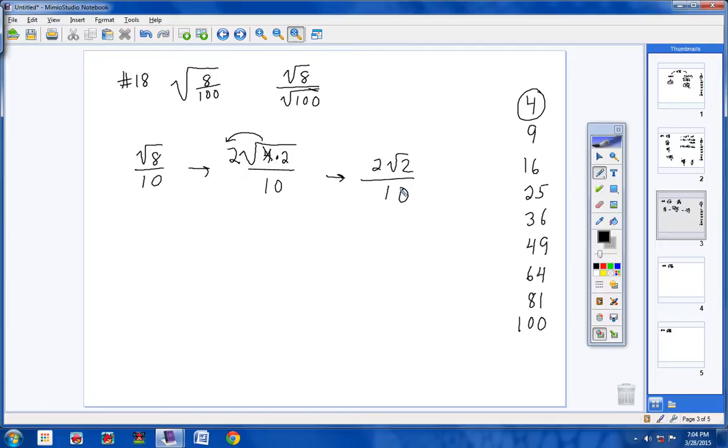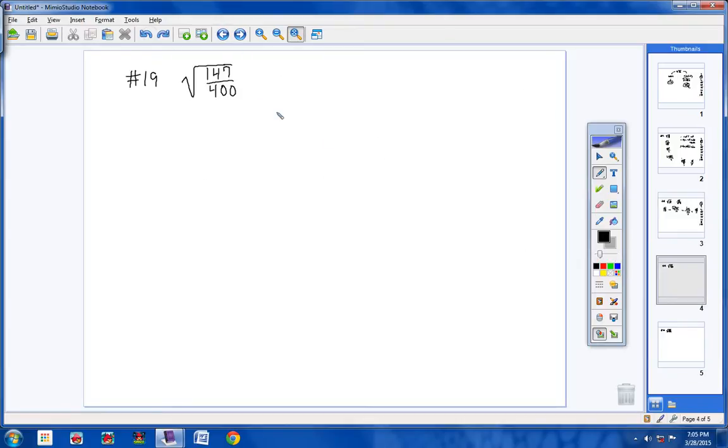Now look at my outside numbers. Outside number is 2. Outside number is 10. So I can reduce both of those, okay? 2 goes into 2 once. 2 goes into 10 5 times. So you end up with square root of 2 over 5. If you want to put the 1 here, that's absolutely fine. That's totally up to you. All right, number 19.